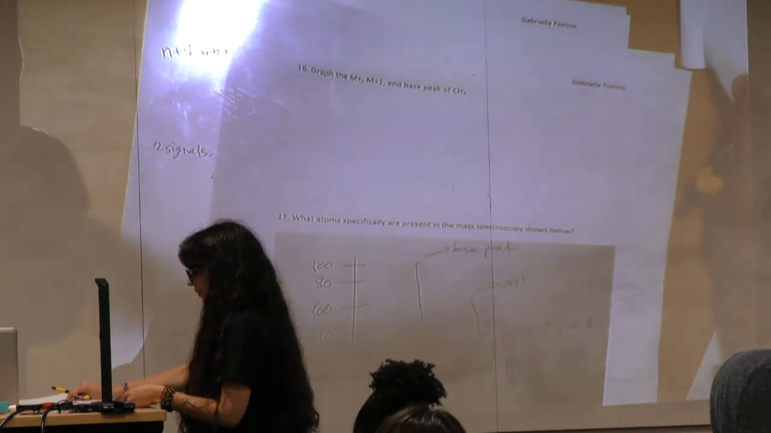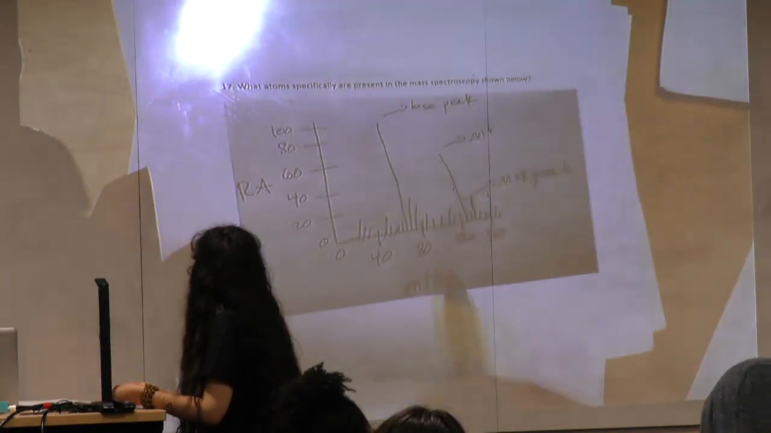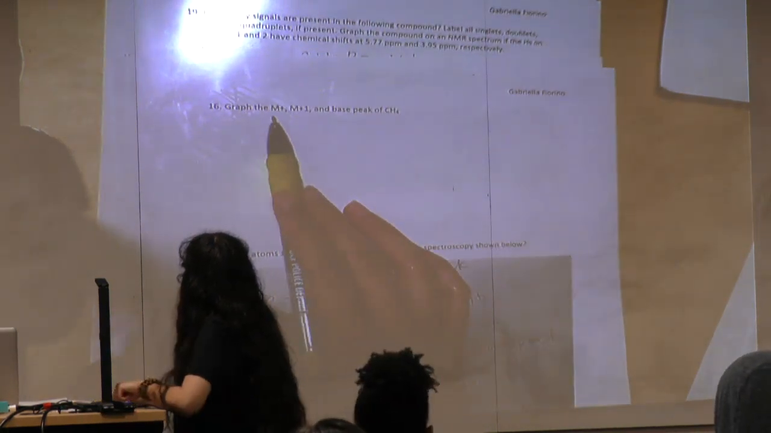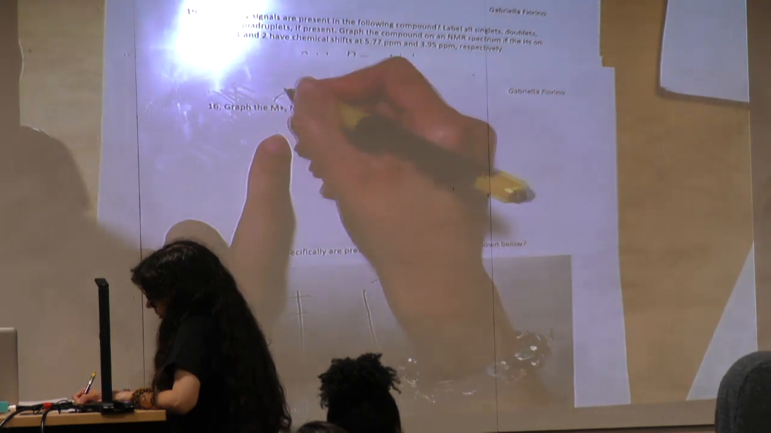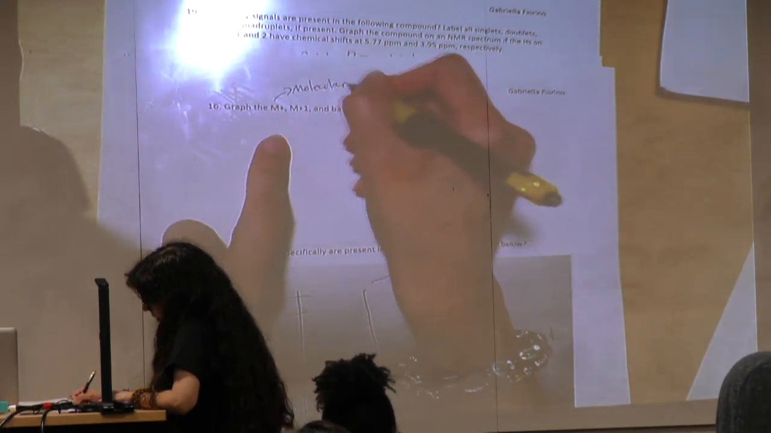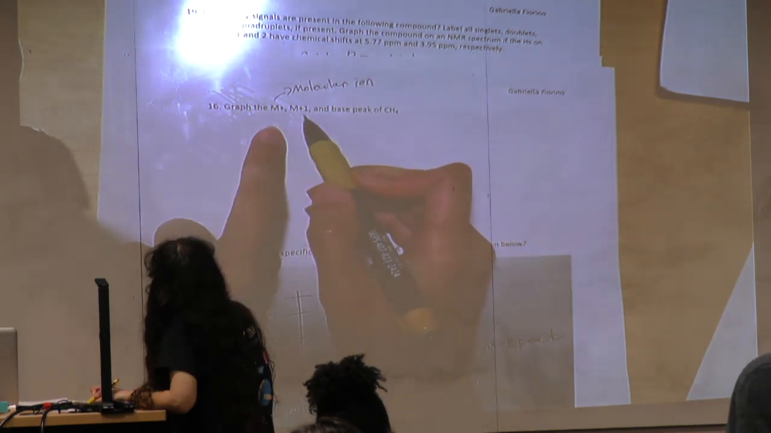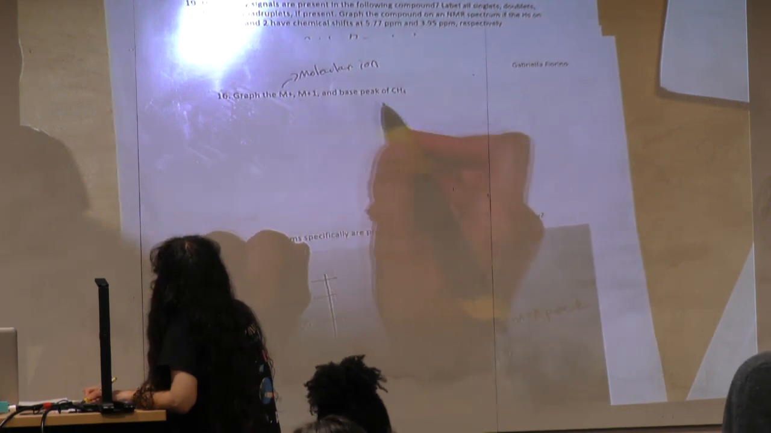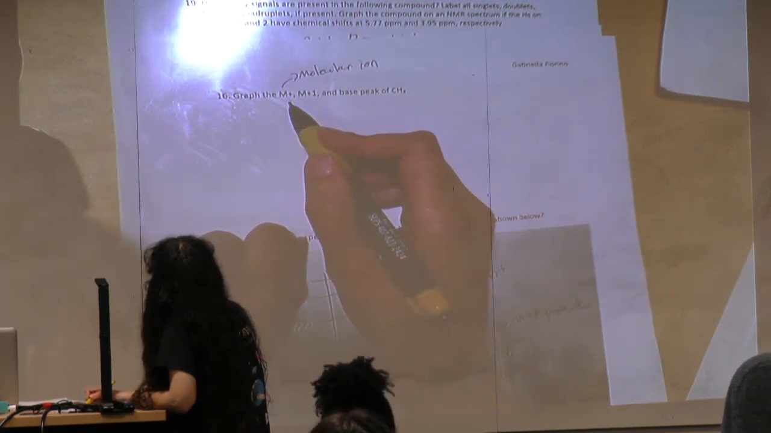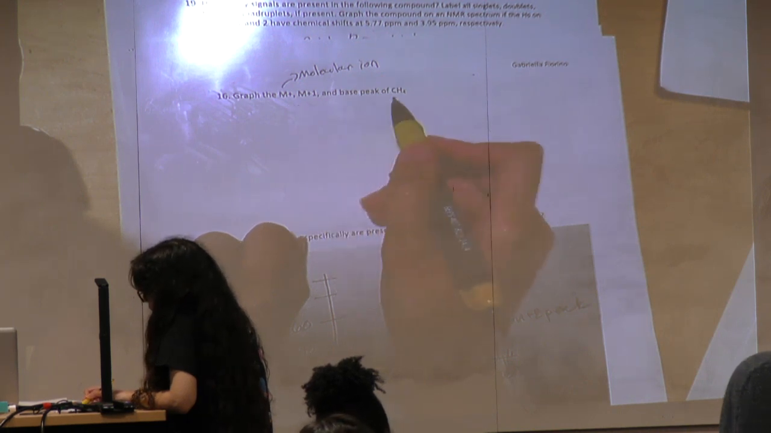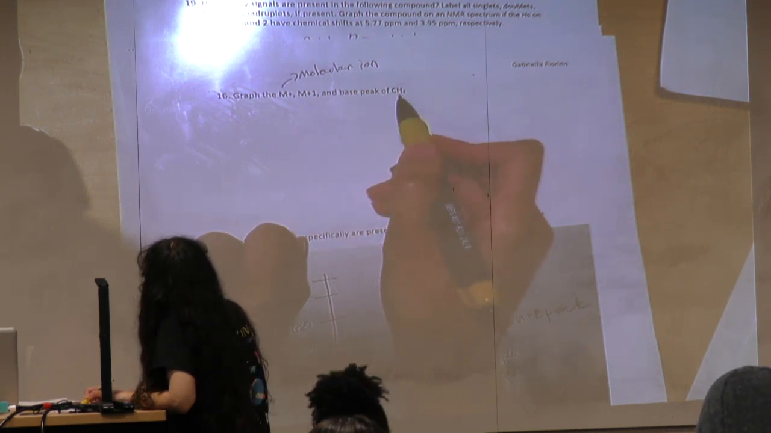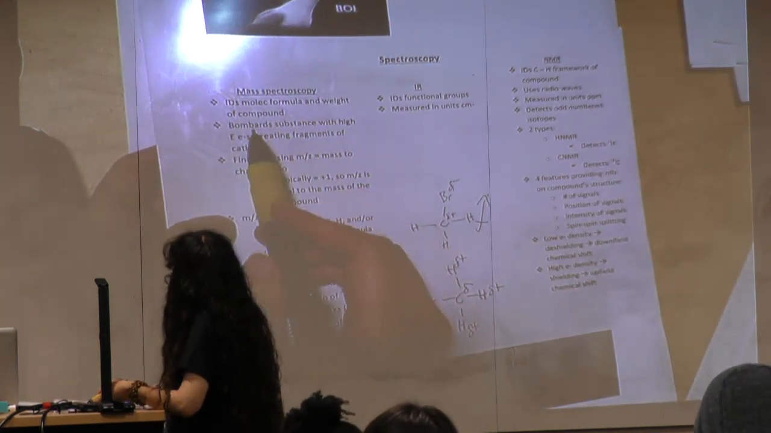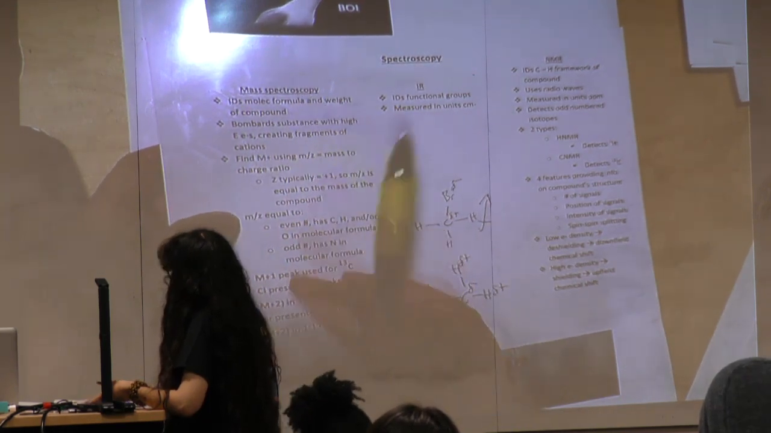So if we look over here, we already went quickly through these, but we could go through it a little slower because those are important. Graph the molecular ion peak. M plus means molecular ion. M plus 1 and base peak of CH4. So when we're looking for our molecular ion peak, we want to find the weight of our given compound, which is CH4, because mass spec is identifying the molecular formula and weight of our compound. So we're going to find the weight.